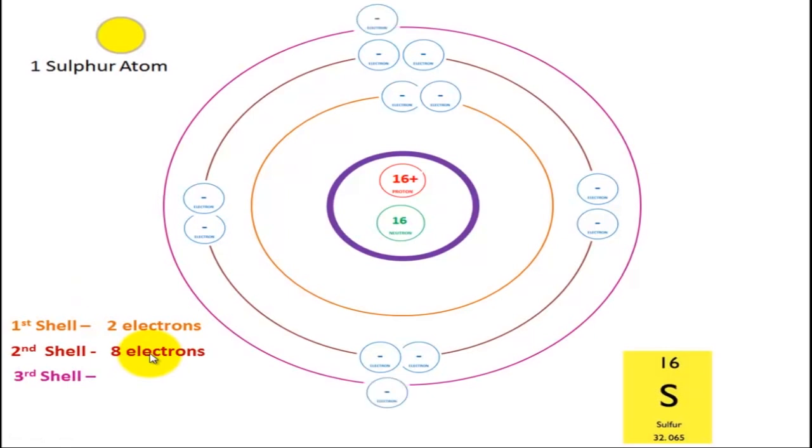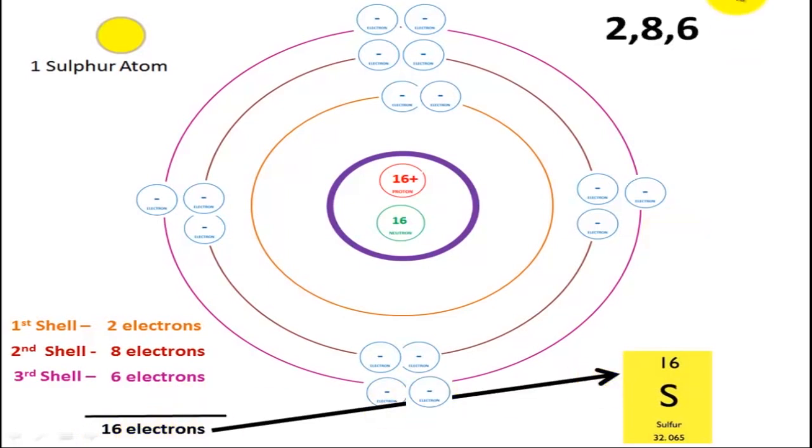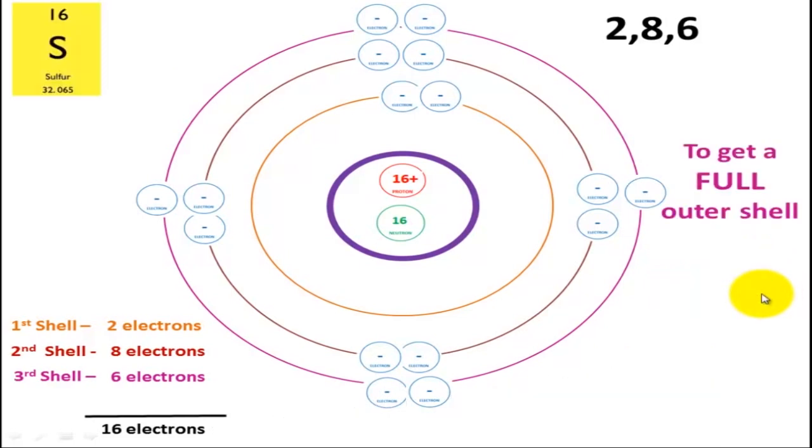So, you have that one there. When you add 2 plus 8 plus 6, you get 16 electrons. This gives us an electron configuration of 2:8:6. Protons are positive 16, electrons negative 16. So this gives us a charge of 0. This means that to get a full outer shell, sulfur has 2 options: lose 6 electrons or gain 2 electrons. Which way to go? Lose 6 electrons or gain 2 electrons.